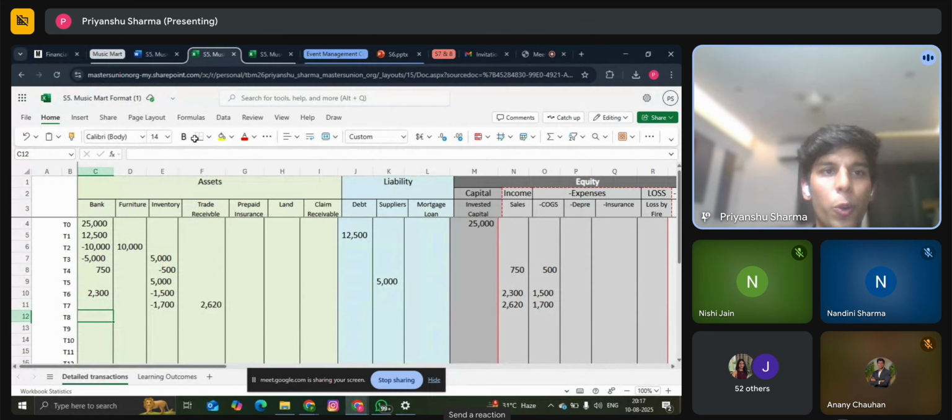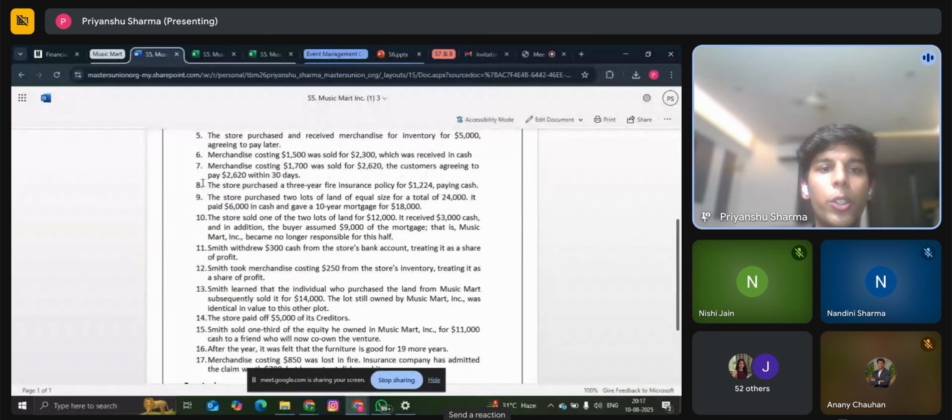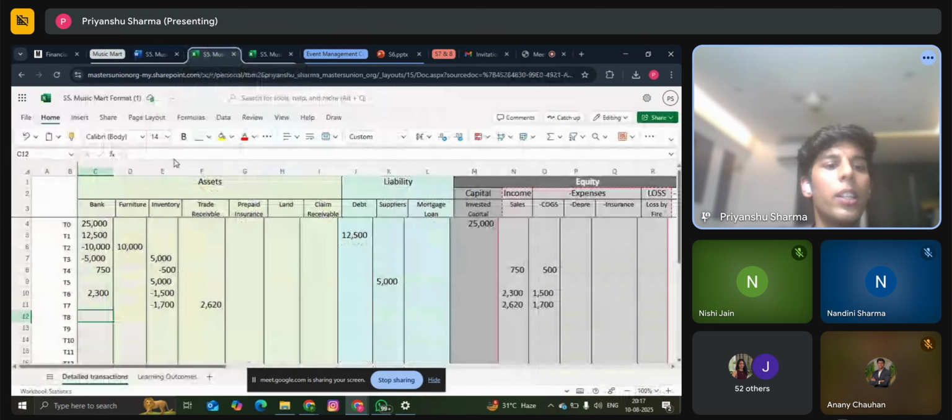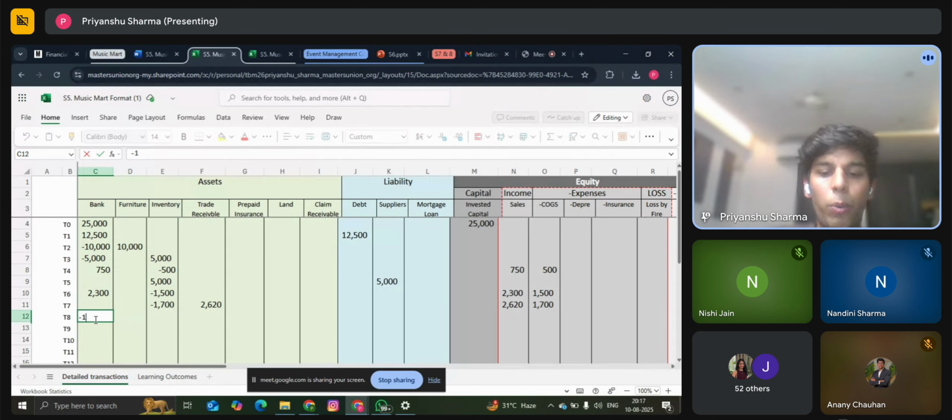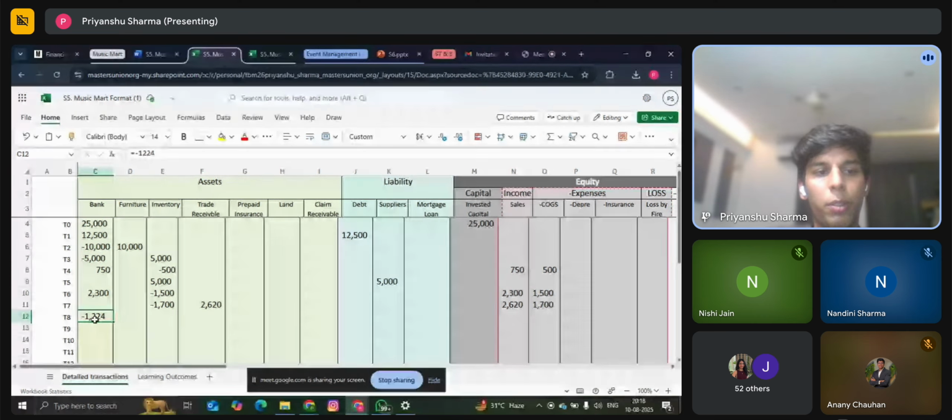Okay, I'll move on to transaction number 8. The store had purchased a 3-year fire insurance policy for 1224 paying cash. Now, this is another non-intuitive kind of entry that you might want to pay attention to. Since we've paid 1224 outside of our wallet, I'm going to record the cash transaction here.